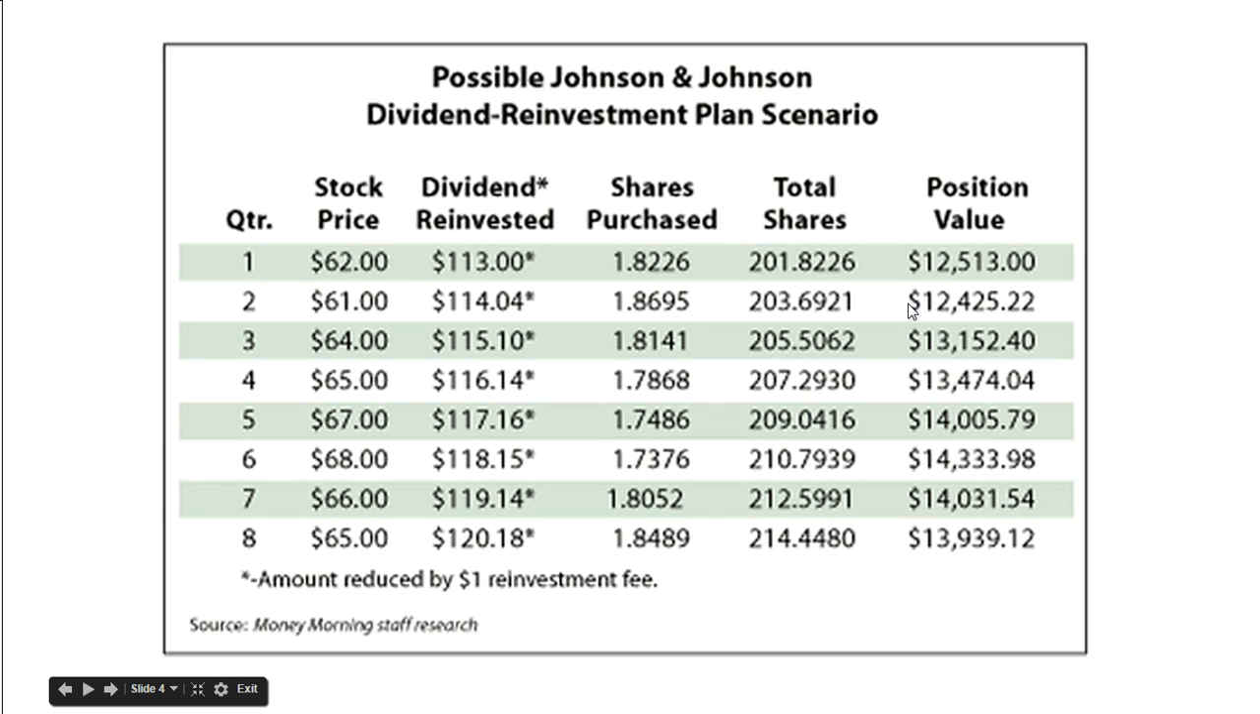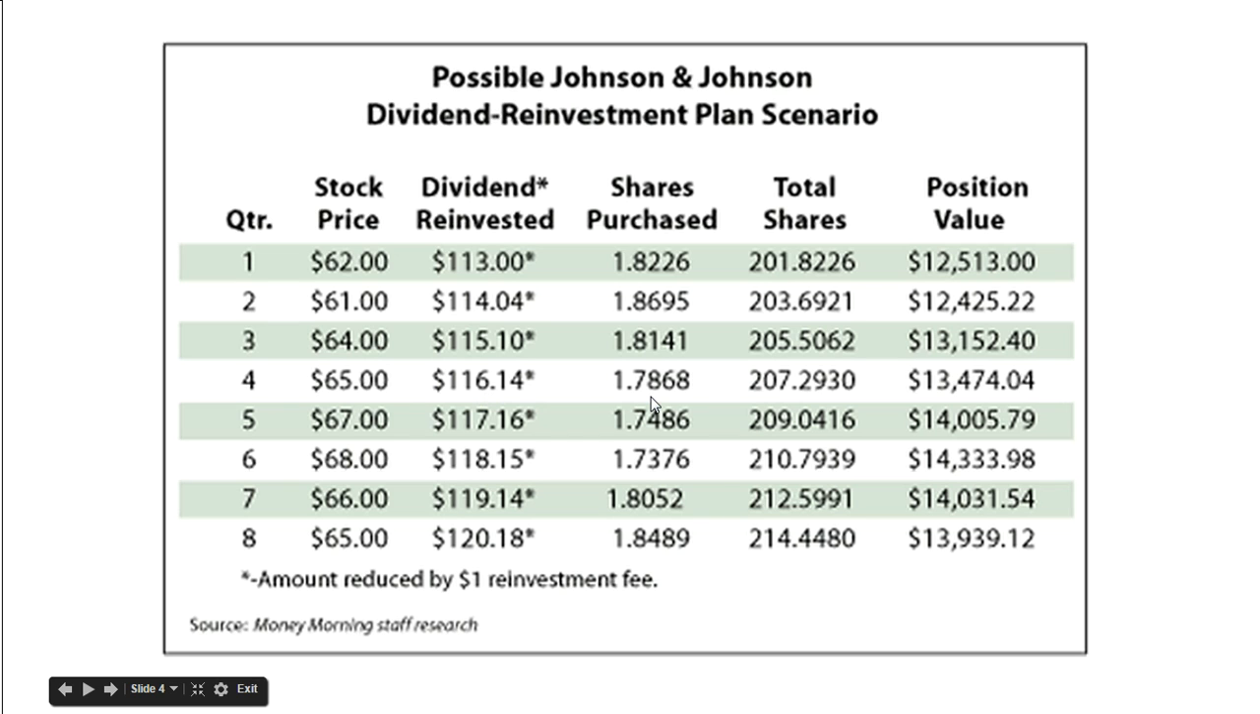All right. So now this is where it becomes beautiful. This was a down quarter, right? So now let's go to the next one. Quarter three, stock price goes up to $64. That allows me to receive a $115 dividend. I reinvest that to purchase another 1.81 shares, bringing my total shares up to 205.5. Now my position value is at 13,152.